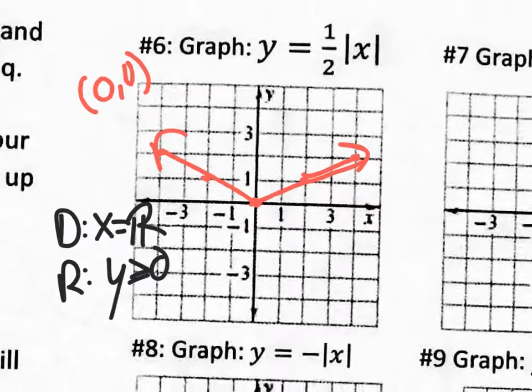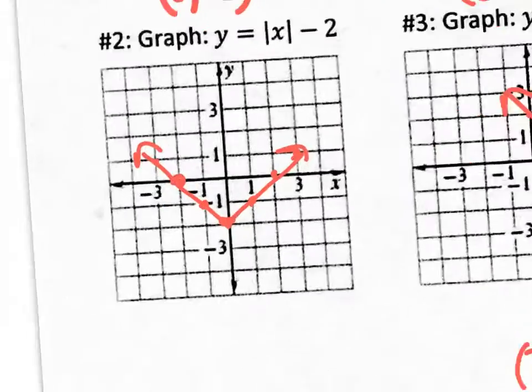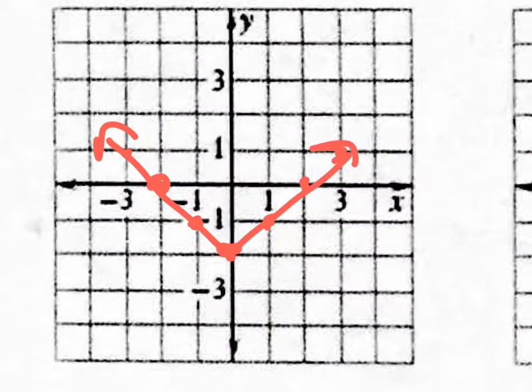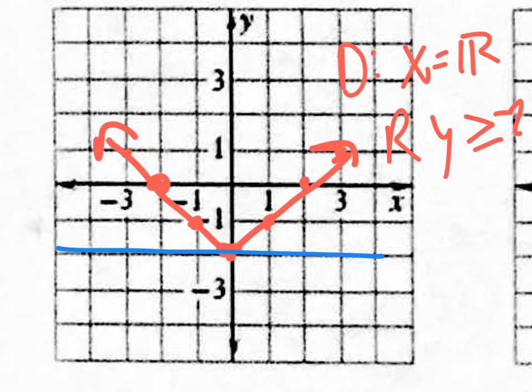Are you guys getting this? How about the last one here? What about this guy right here? What's the domain? All real numbers, correct. And how about the range? Y is greater than or equal to -2, because it's all above this line right here. And it's all above it, right? So that's greater than or equal to.